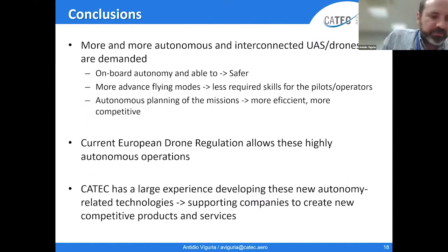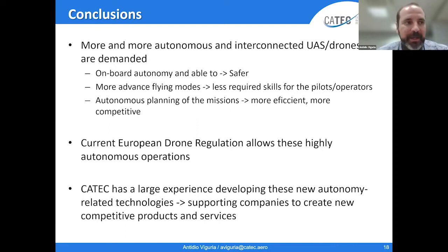So coming to an end, I would say, more and more autonomous and interconnected UAS drones are demanded. We have been talking about onboard autonomy that allows safer operations, detect and avoid, tactical deconfliction. These kind of things are very interesting for future applications. More advanced flying modes, where you require fewer skills from the pilots and the operators, and autonomous planning of the missions, where you can have more efficient and more competitive applications.